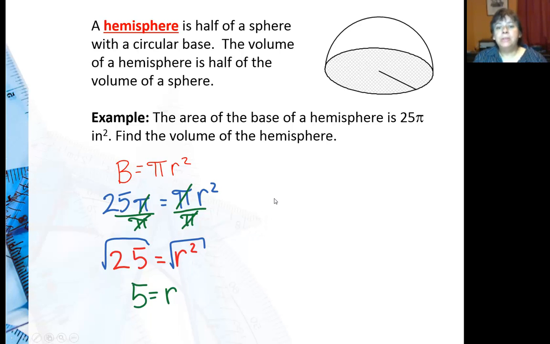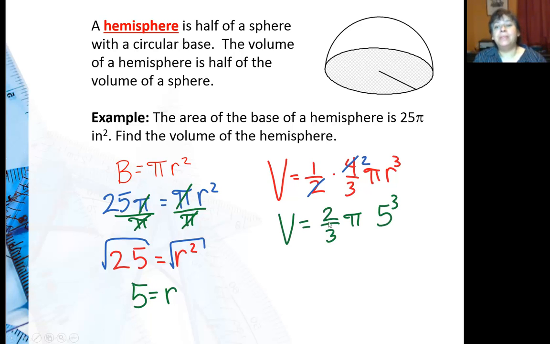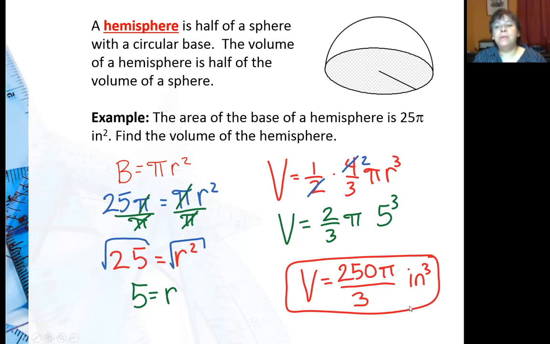Okay, so now I know the radius is 5. Calculating the volume is pretty simple. Remember, I'm putting the half because it's a hemisphere. I went ahead and simplified that first, so I can say 2/3 pi times 5 cubed. So I get 250 pi over 3 inches squared, which is the exact answer. And you can put that in your calculator to get a decimal approximation.